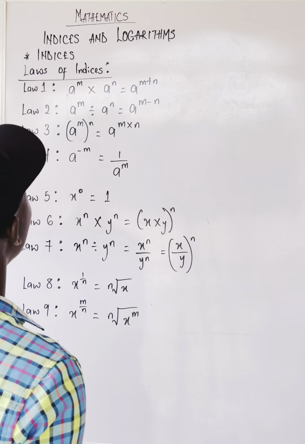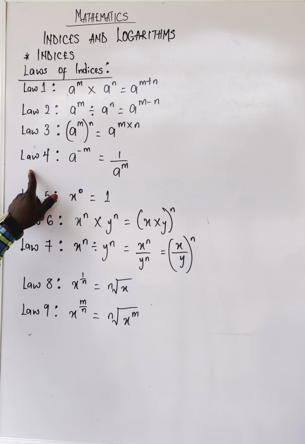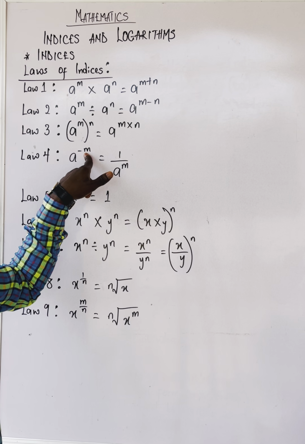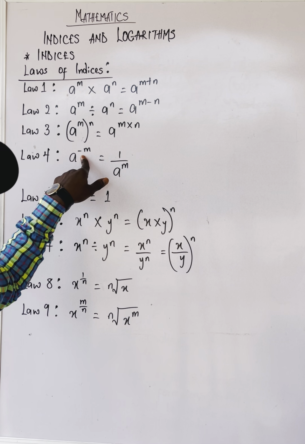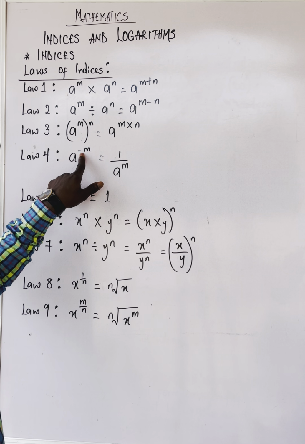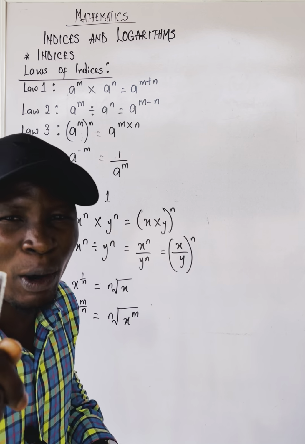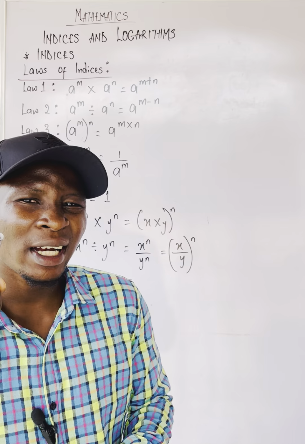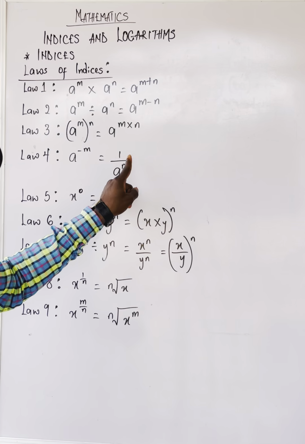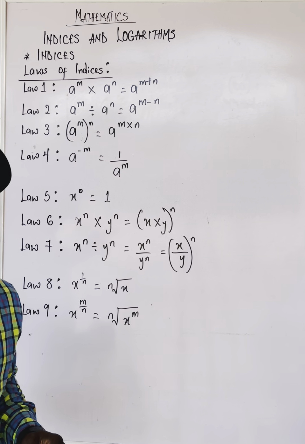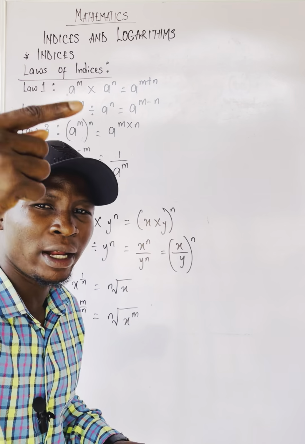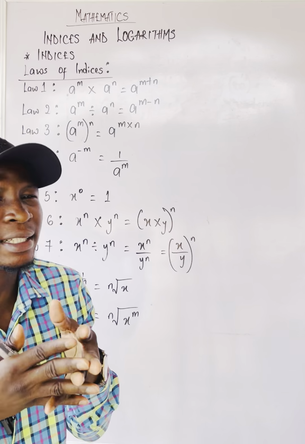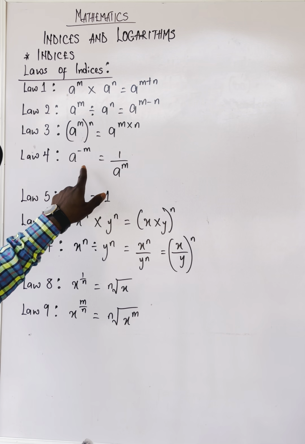Now, let's go to the fourth law. The fourth law says when I have a negative power, let's say a raised to the power of minus m, take note. Anytime you have anything raised to the power of minus, another way you can write it is 1 over a raised to the power of m.